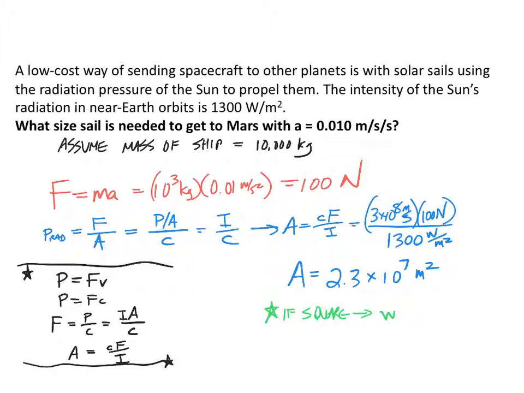Then the width of that square would just be the square root of our area, which would be roughly 4.8 kilometers, which is about 3 miles. So, I mean, you could roll it out. It's not impossible. It's practically impossible given what we have now.